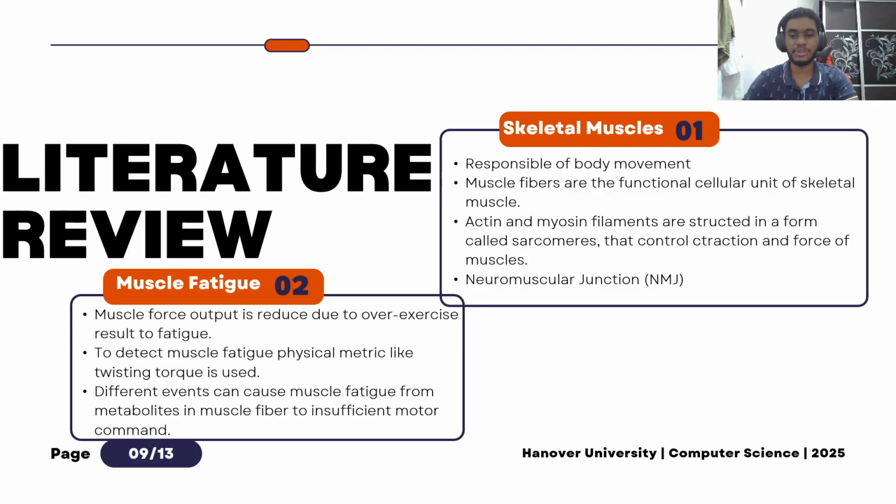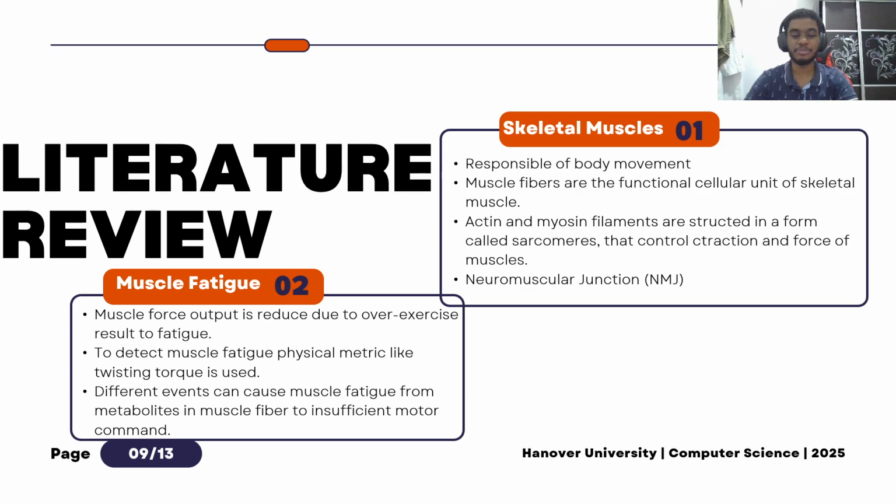And now we go to the literature review. We start with the skeletal muscles, which are muscles that attach to the skeleton, and they're responsible for body movement. They have something called muscle fiber, which is the functional cellular unit of skeletal muscles. Actin and myosin filaments, which are mostly inside the muscle fiber, are constructed together to form a sarcomere that controls the contraction and the force of the muscle.